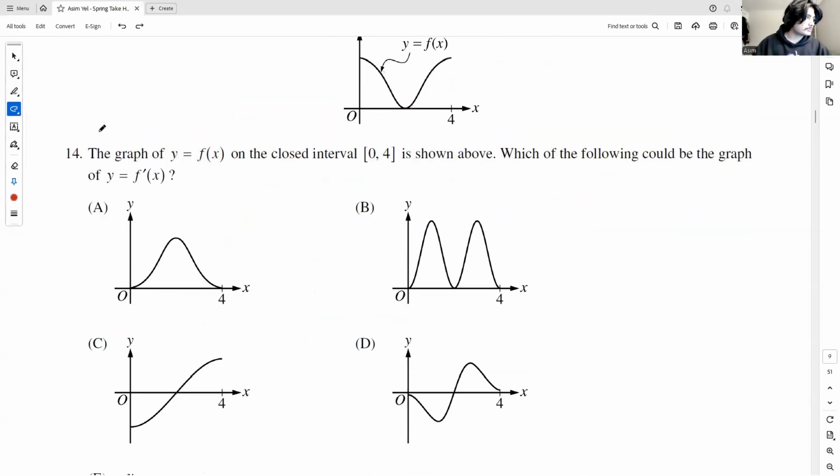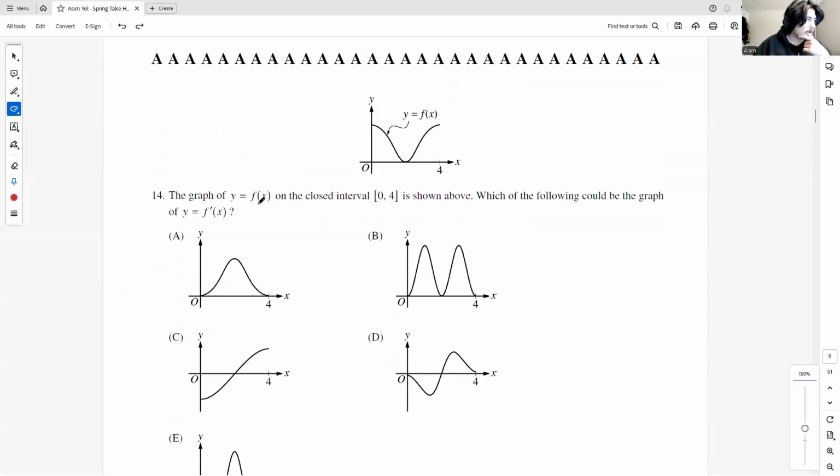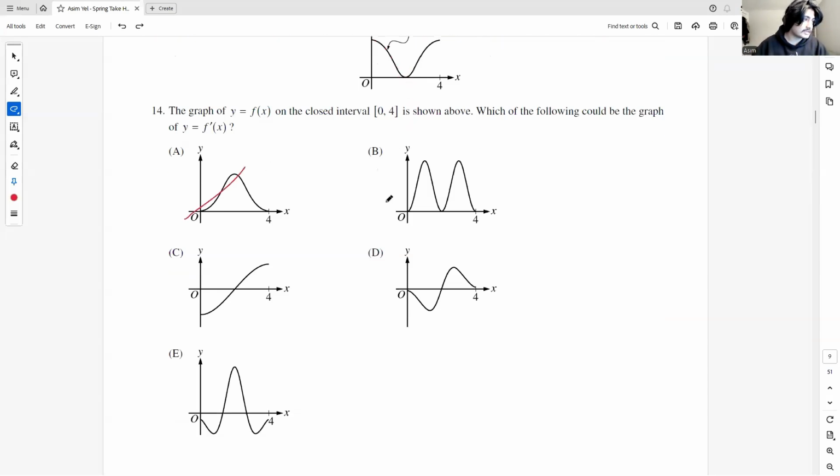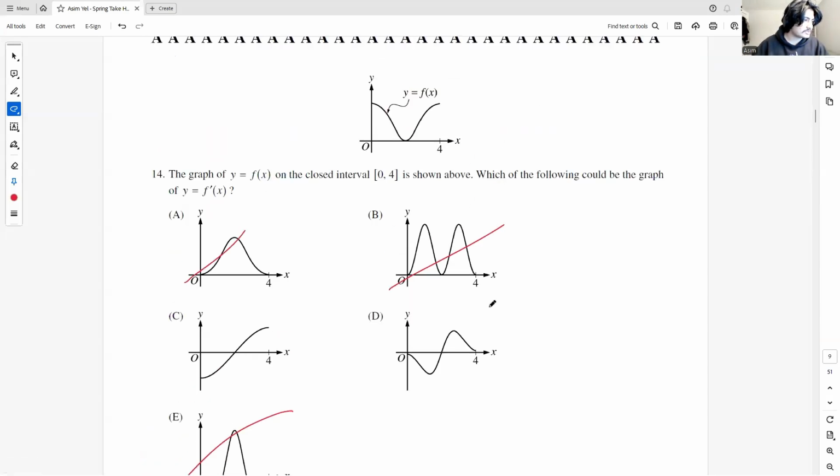So question number 14. The graph of y equals f of x on a closed interval is shown above. Which of the following could be the graph of y equals f prime of x? Also, for an FYI, f prime of x is a representative of the slope of your actual function. So in this case, f prime is negative because you're going downwards. You have a negative slope. So cancel this, and you're stuck with these two options.